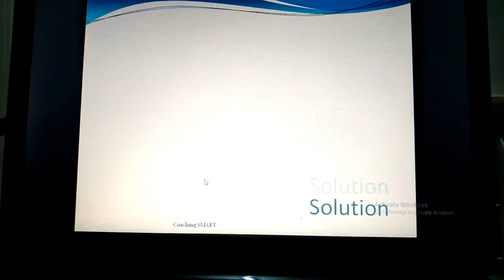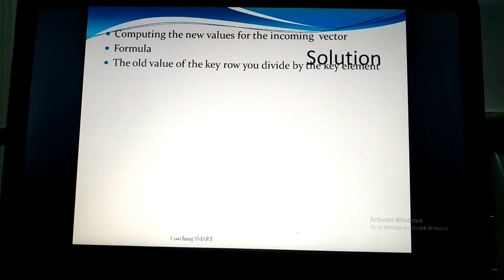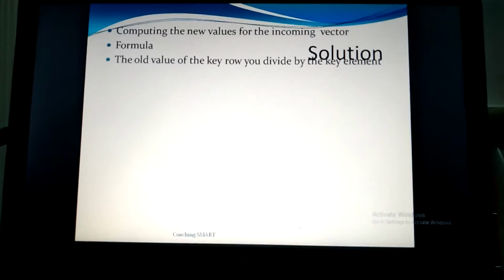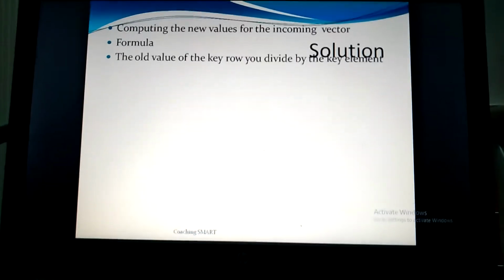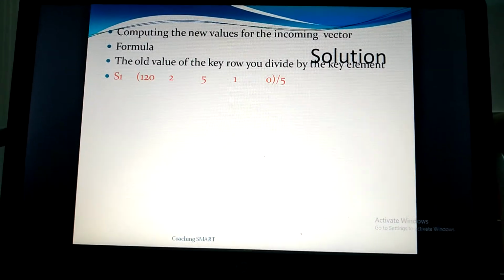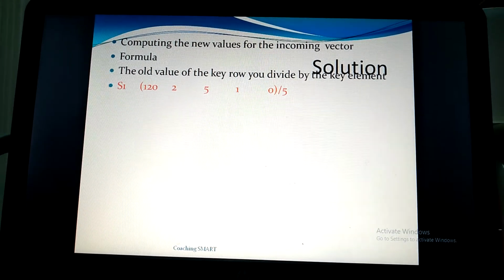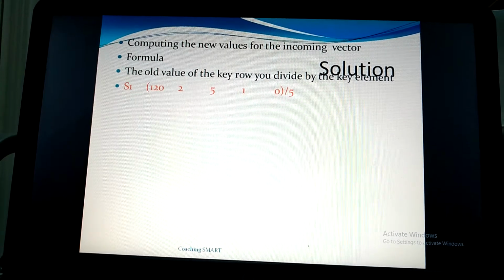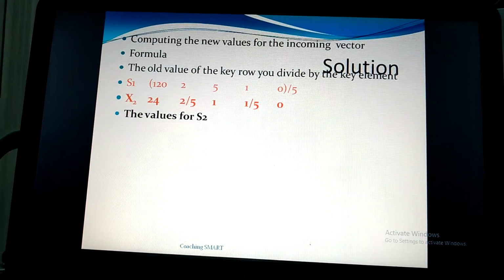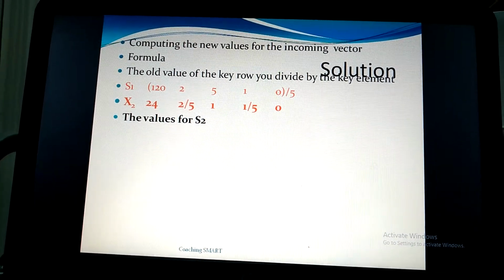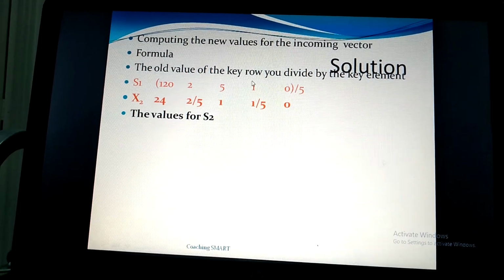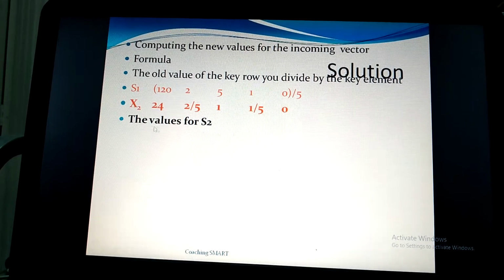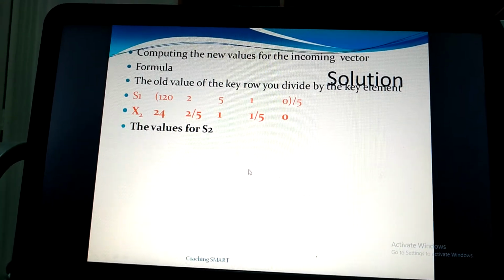Now how do you get the new solution? To compute the new value of the incoming vector, the formula is: the old value of the key row, you divide by the key element. So in our equation, S1 is 120, 5, 1, 0. Divide by 5. The values that you get are 24, 2 over 5, 1 divided by 5 is 1 over 5, 0 divided by 5 is 0. So the value of x2 is that.